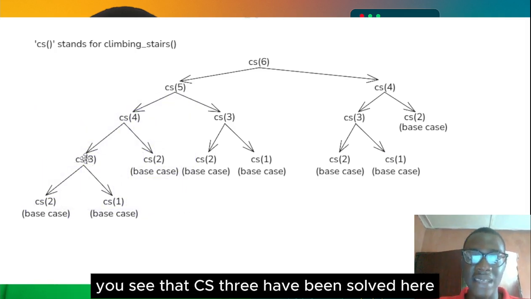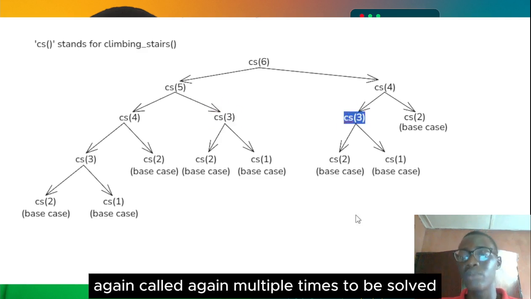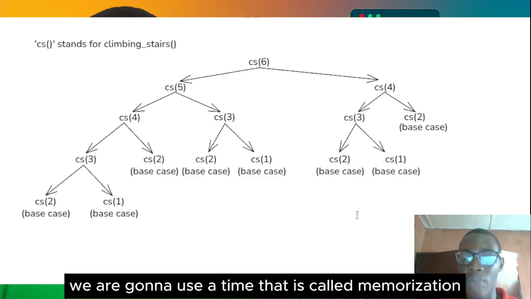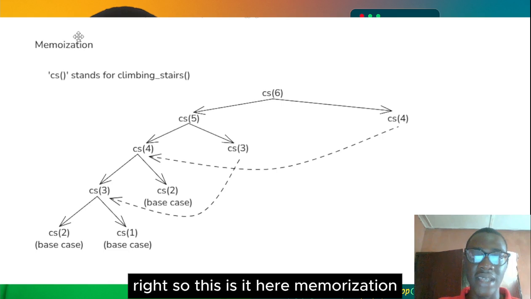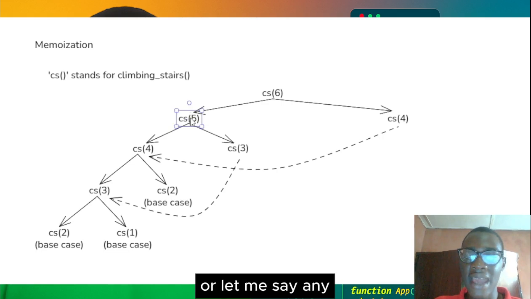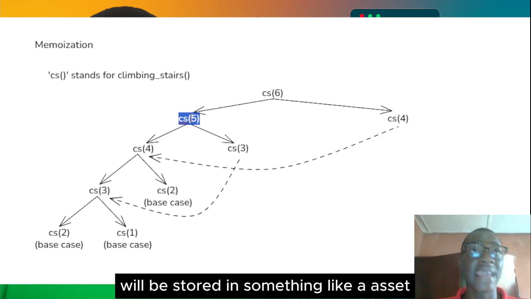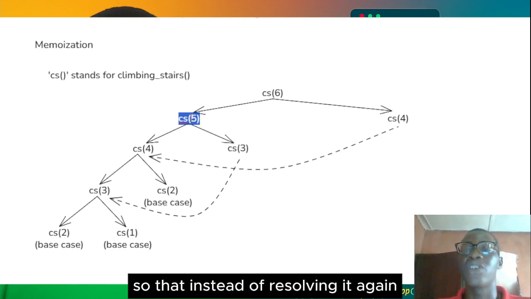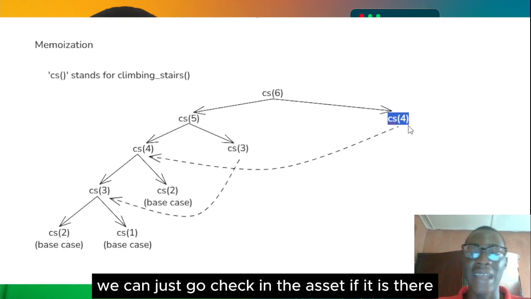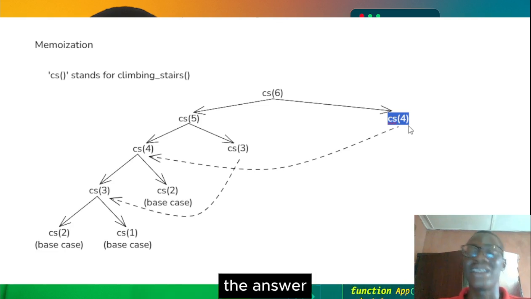Similarly, you will see that C3 has been solved here, and again it's called again to be solved here, called multiple times to be solved. Because of that, we are going to use a term called memoization, right? So this is it here, memoization. Any sub problem that has been solved will be stored in something like a hash set, so that instead of resolving it again, whenever we come across such a sub problem, we can just check the hash set, and if it is there, we just return the solution, the answer.